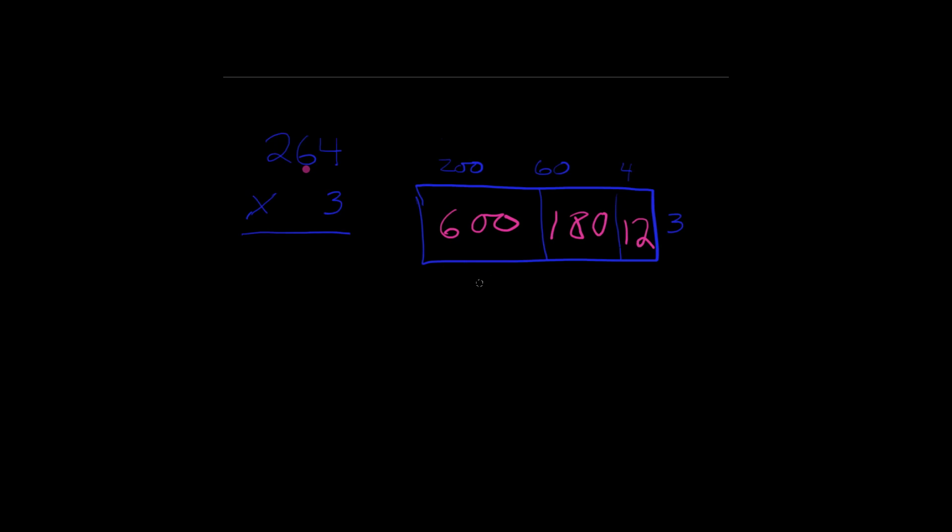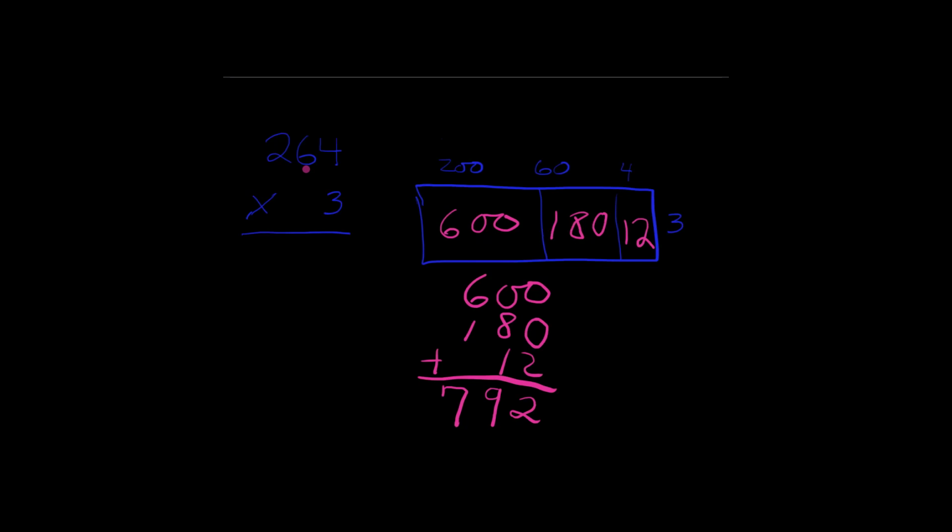So this time I'll write it out for you. We're going to add all three of our values inside our rectangles together. So 600 plus 180 plus 12. All right, and then we're just going to go ahead and add 2, 9, and 7. So our answer to 264 times 3 is 792. Okay, so take a look for a moment before we go to our next problem and just see if you have any questions about where the 12, the 180, or the 600 came from.